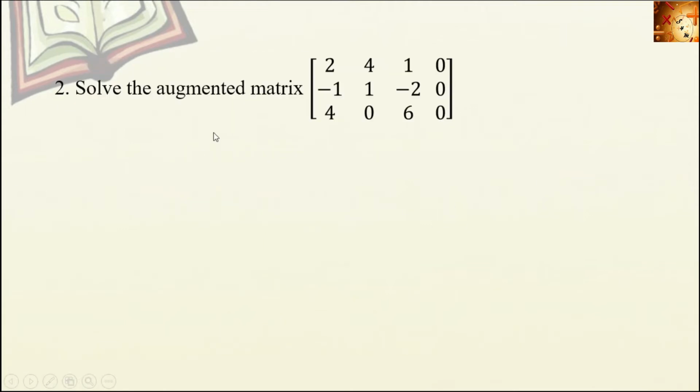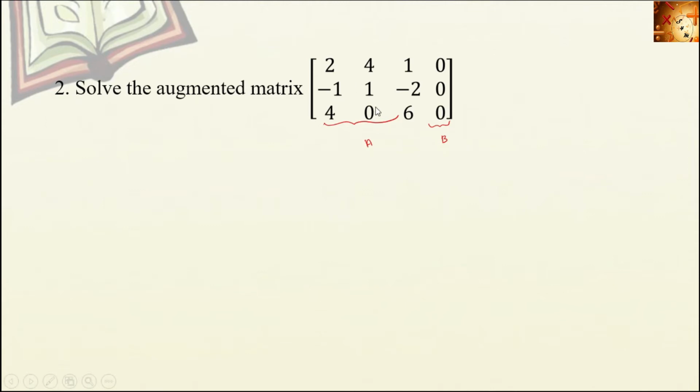Next problem. Solve the augmented matrix [2, 4, 1, 0; -1, 1, -2, 0; 4, 0, 6, 0]. So it is an augmented matrix, which means this corresponds to capital A and the last column corresponds to capital B. Okay, so this is the augmented matrix.